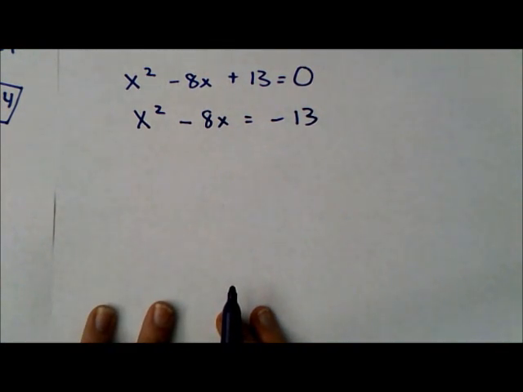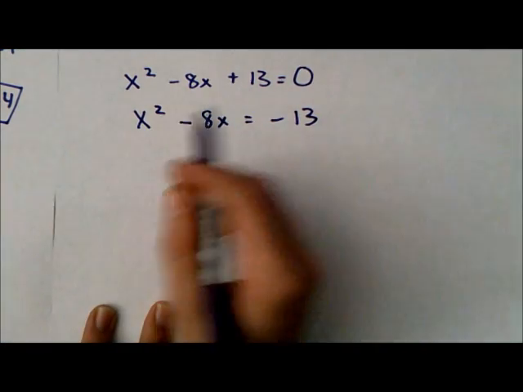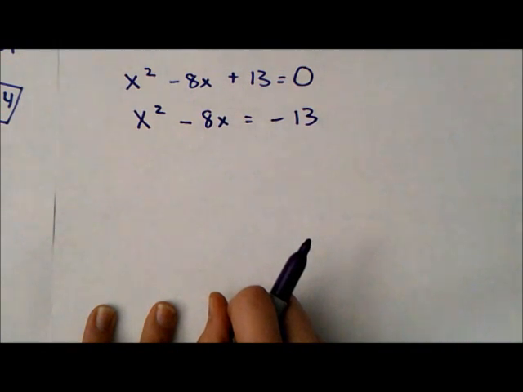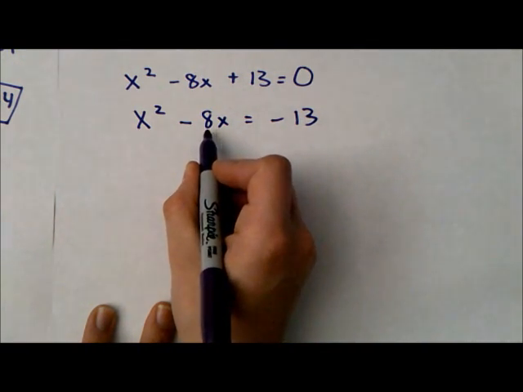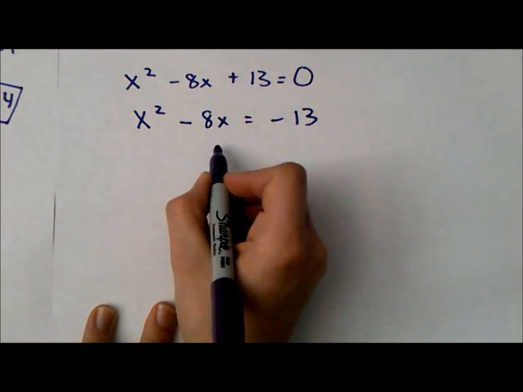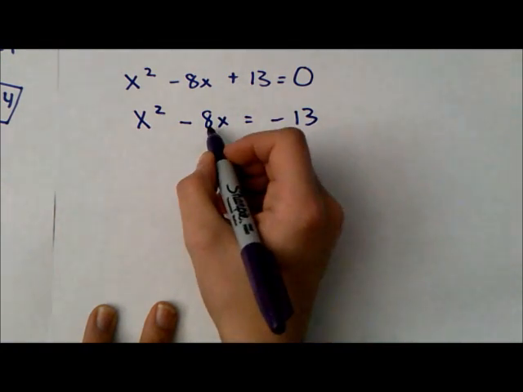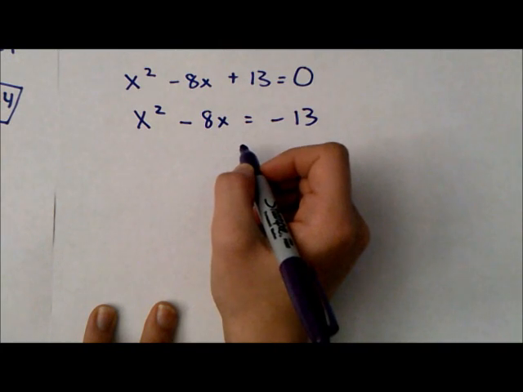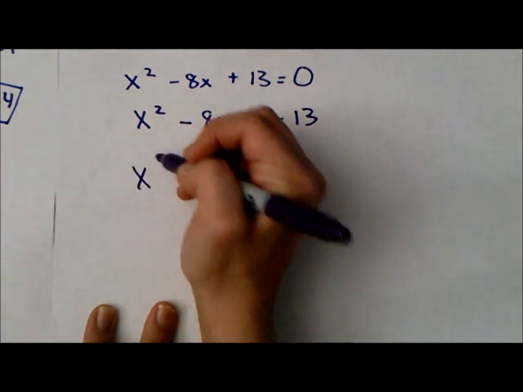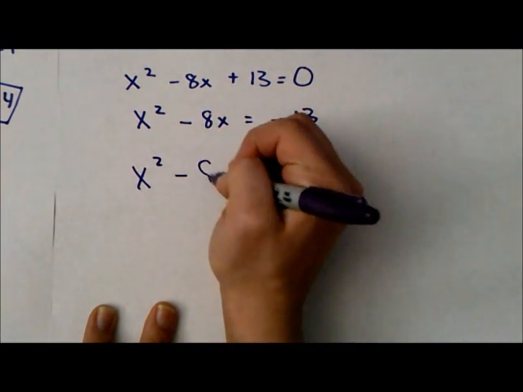So the very next step is we want to add something to both sides so that we can get a perfect square. So in order to find that number, what we're going to do is we're going to take 8, divide it by 2, and then square that number. So 8 divided by 2 is 4. 4 squared is 16. So we're going to add 16 to each side.